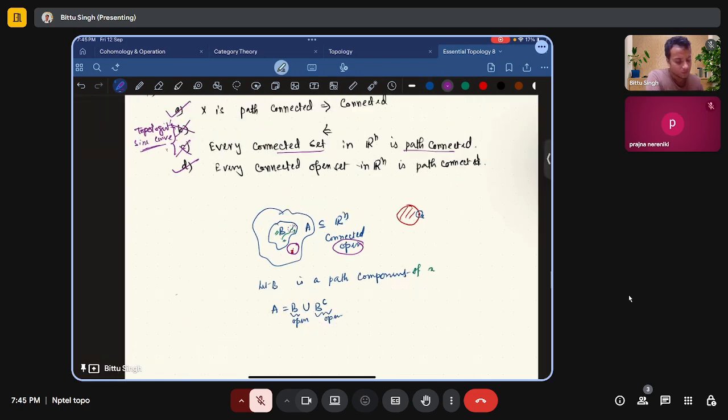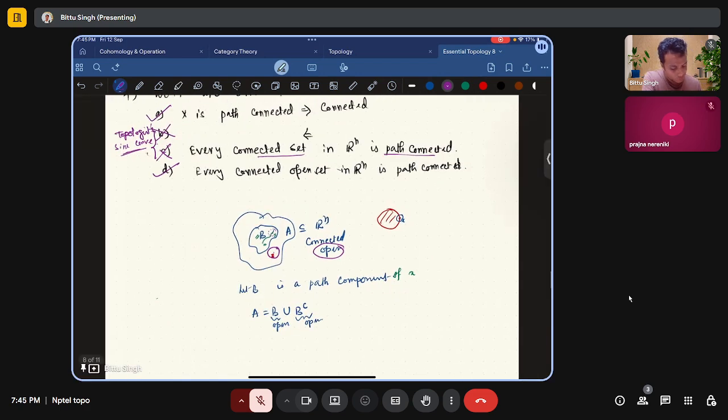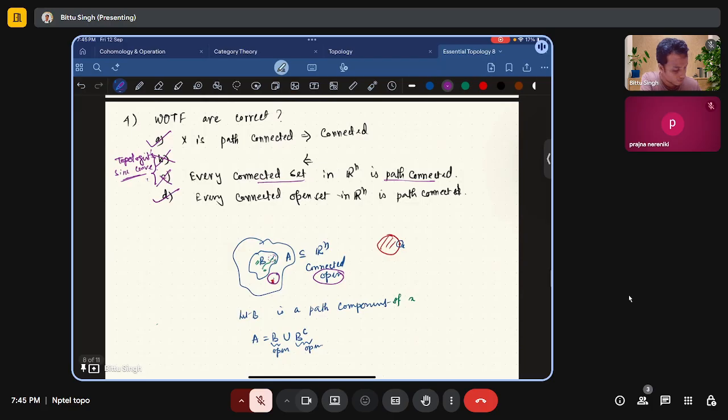Oh, great. So this is how every connected open subset in Rn is path connected. So this property is very important. That's why I have already said that open (0,1) is path connected, because this is a connected subset of Rn. We already know open (0,1) is connected. By intermediate value property, you can prove it, or there is a direct argument.